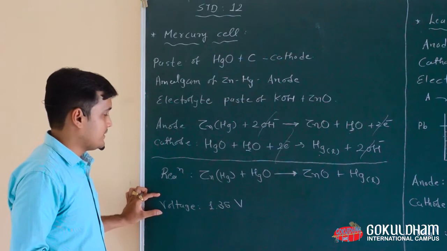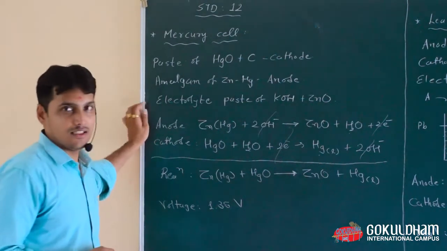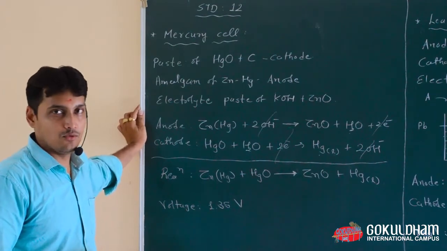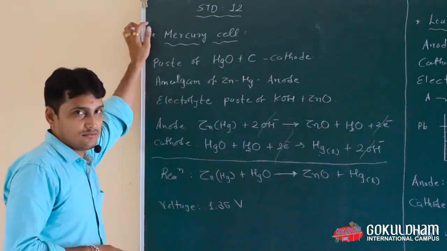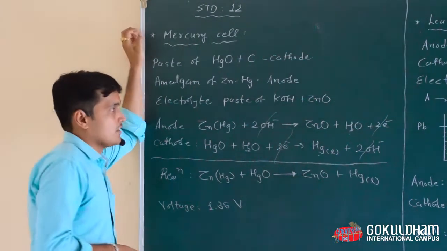The output voltage of this cell is 1.35 volts. In the dry cell, this voltage is 1.5 volts. This theory is normally asked for 2 marks in the board exam.